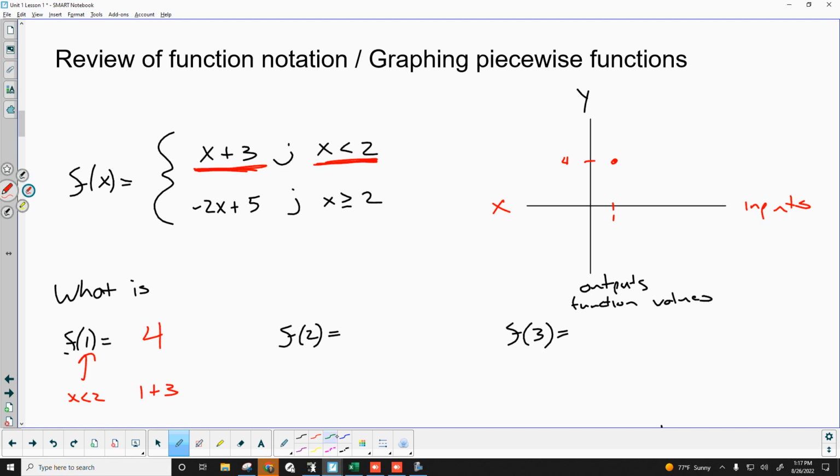Now for the next two, if x is 2, I realize x equals 2 is greater than or equal to 2, which means I'm going to use this piece. Don't plug into that guy, because we're supposed to plug into this guy. Plug into that, I get negative 4 plus 5, that's 1. At 2, I get 1.